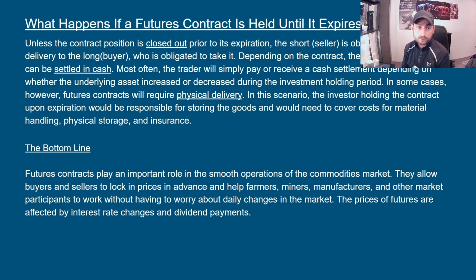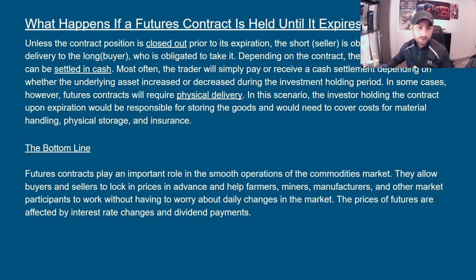In some cases, however, the futures contract will require physical delivery. In this scenario, the investor holding the contract upon its expiration will be responsible for storing the goods and will need to cover the cost for materials handling, physical storage and insurance. So make sure you close out your contracts, because you don't want 10 tons of grain turning up at your front door and have nowhere to put it. But it's not going to happen anyway, not in the way we trade futures, because we trade from opening bell to closing bell day to day. You're never going to be holding a contract for this amount of time. This is for big players in the market, so don't worry about it.